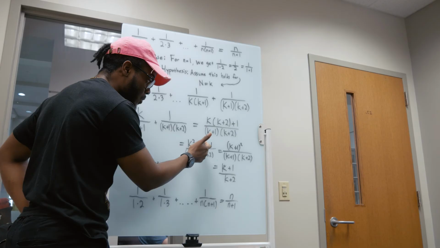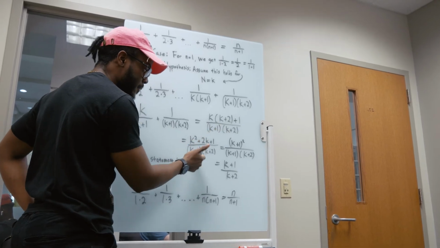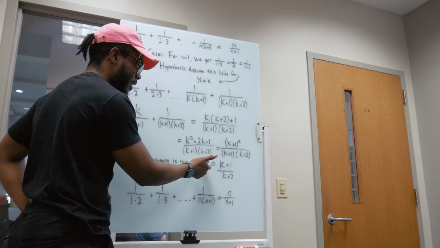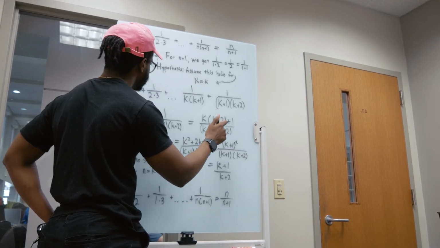So follow along. It equals k squared plus 2k plus 1 over k plus 1 times k plus 2. All right? That's going to then equal k plus 1 squared over k plus 1 times k plus 2.